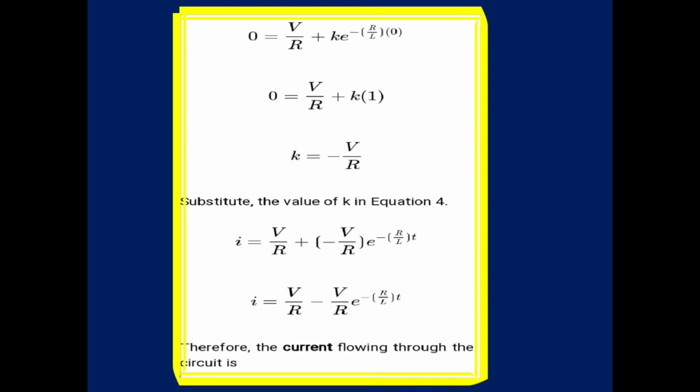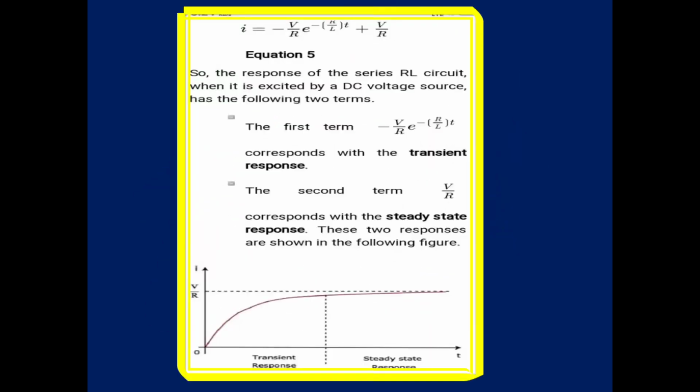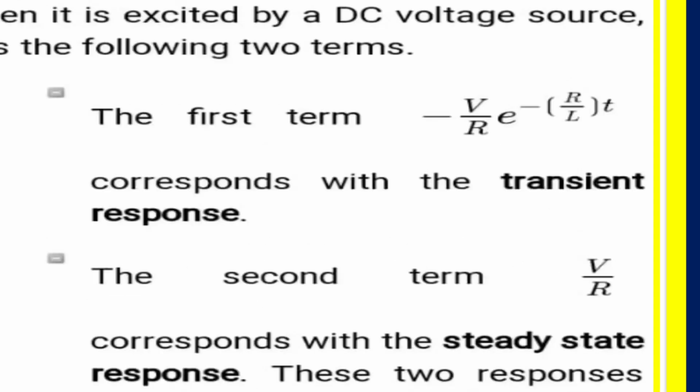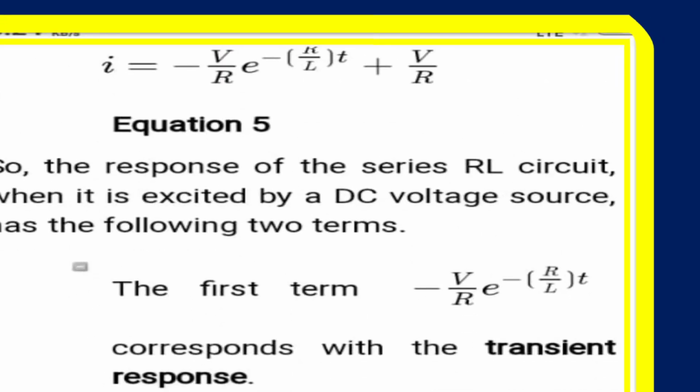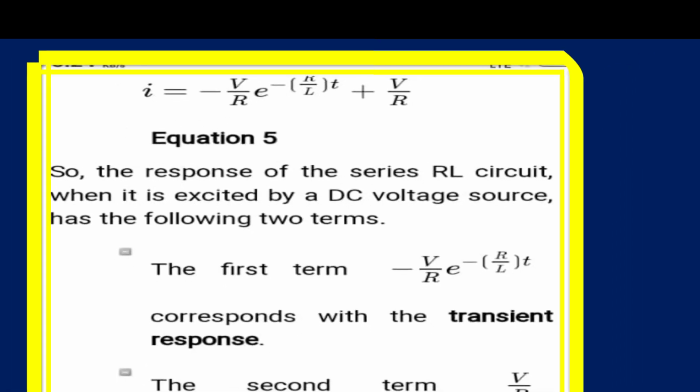Okay, take V by R as common and simplify this equation. This I is the current flowing through the circuit. After simplifying, we are getting the I value as I equal to minus V by R into e power minus R by L into t plus V by R. This is called equation 5.